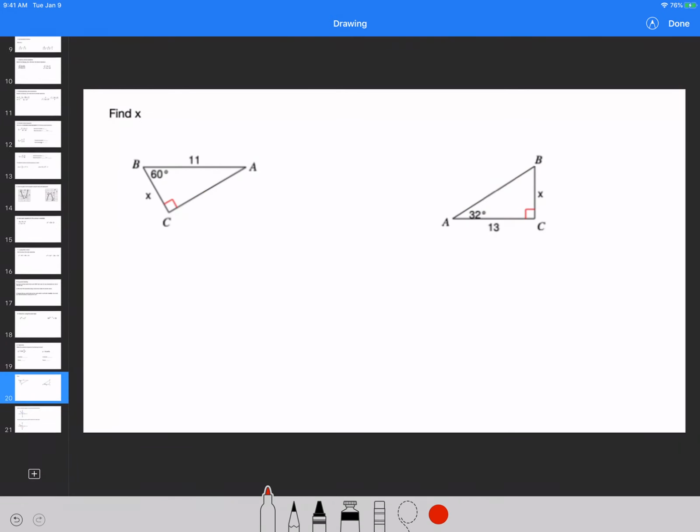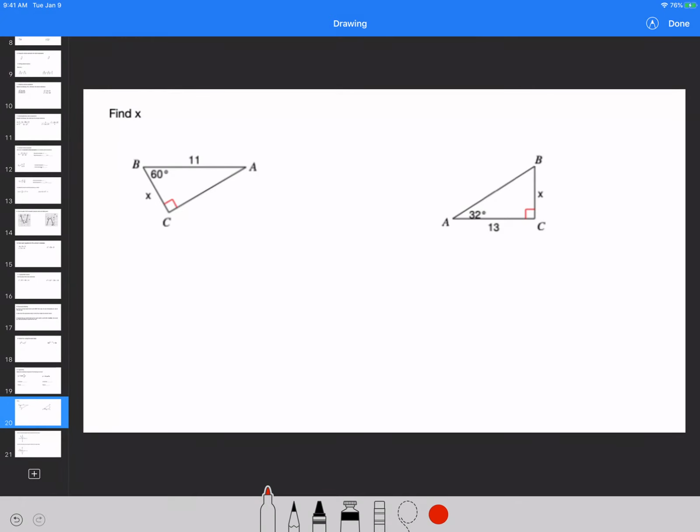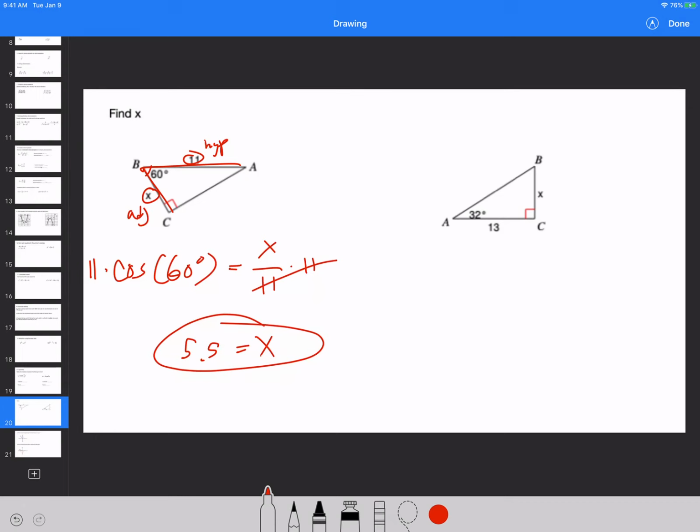Next, find x. These are the trick questions I gave you a couple weeks ago. This is 60 degrees. That's your adjacent side. That's your hypotenuse. So what am I going to be using? Cosine of 60 degrees. That's adjacent over hypotenuse. To find x, I've got to multiply 11 on both sides. So it's 11 times cosine of 60, which gives you 5.5.